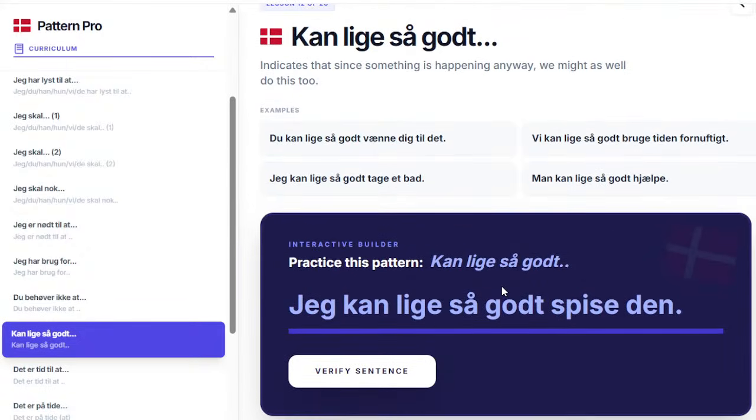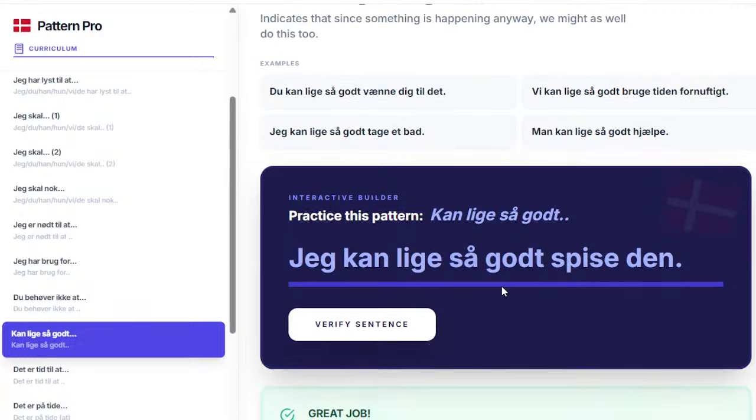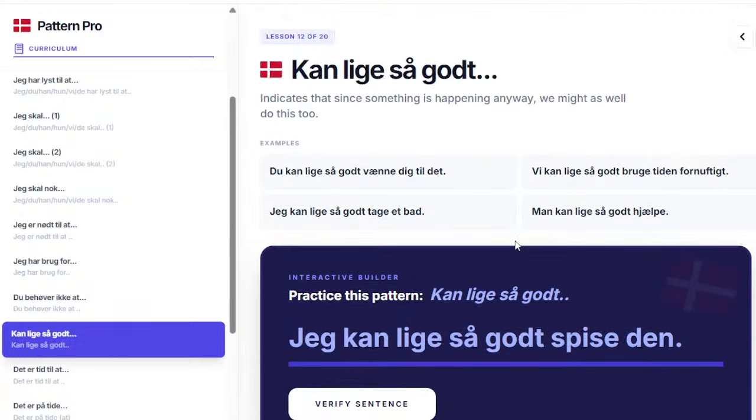Lige så godt. And this is one of those where if you see it the first time, you're wondering like, what is this? Like, just as well? Right? Like if you do a very literal translation, can just as well, or can straight. Like, lige means straight, even. Like, what is that? So you need these three like as a pair, or these four. Right? Kan lige så godt.